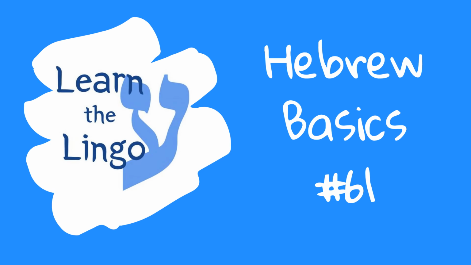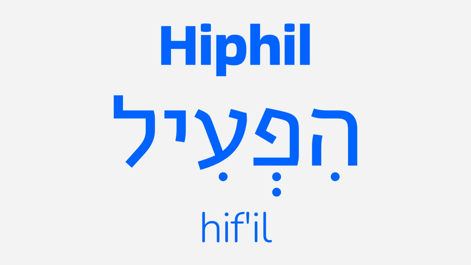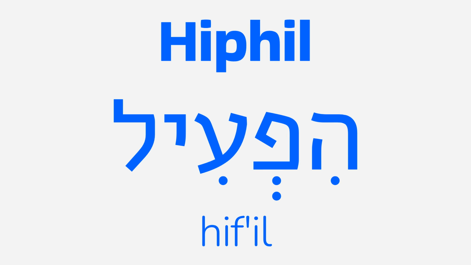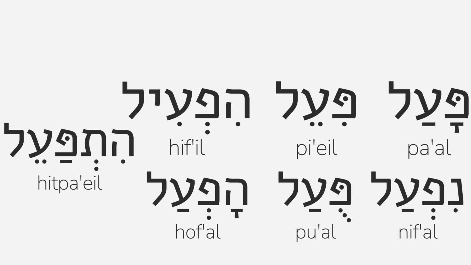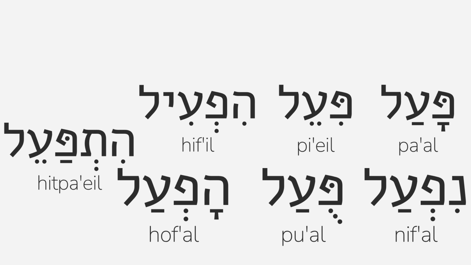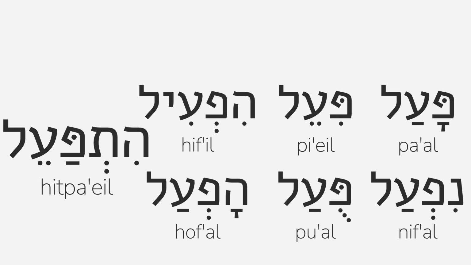Welcome to Lesson 61 of Hebrew Basics, a series where we learn the essentials of Hebrew grammar. Today, we are going to learn a new binyan called the Hifil. Back when we started studying binyanim, we saw that there are 7 of them. 3 active: pa'al, pi'el, and hif'il. 3 passive counterparts: nif'al, pu'al, and hof'al. And 1 reflexive binyan, the hitpa'el.